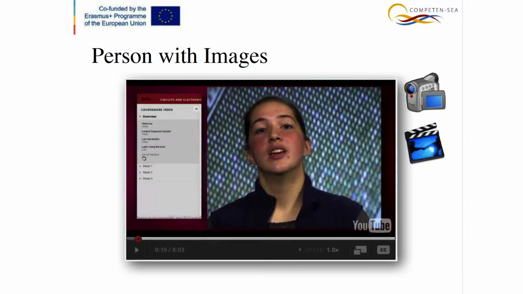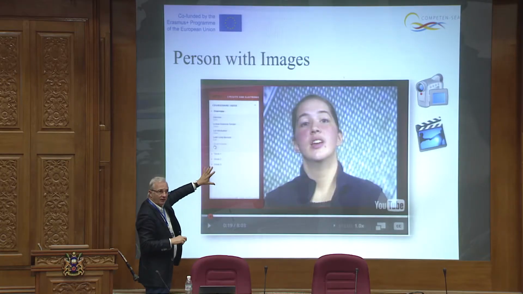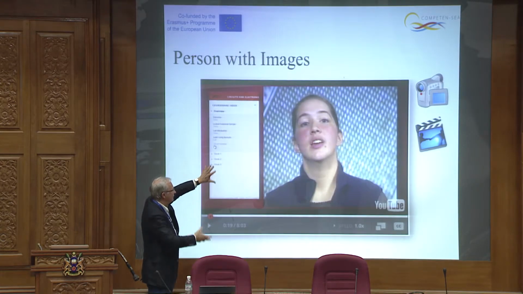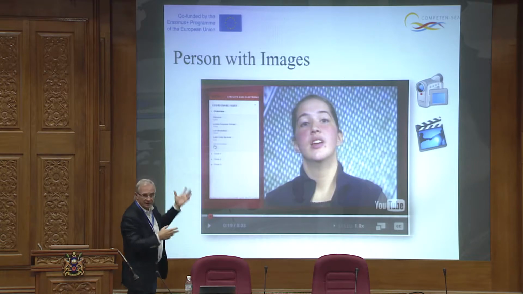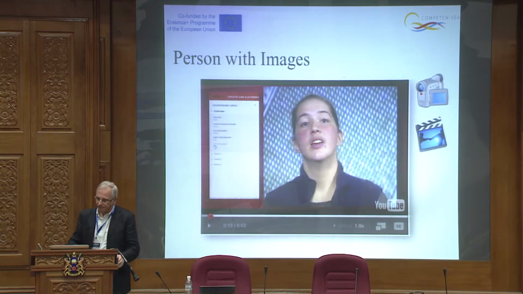Now we're making it a bit more complicated. So you see a particular person and maybe some images, not the blackboard, but some images which are put on the screen, in order to illustrate some points or to illustrate anything.